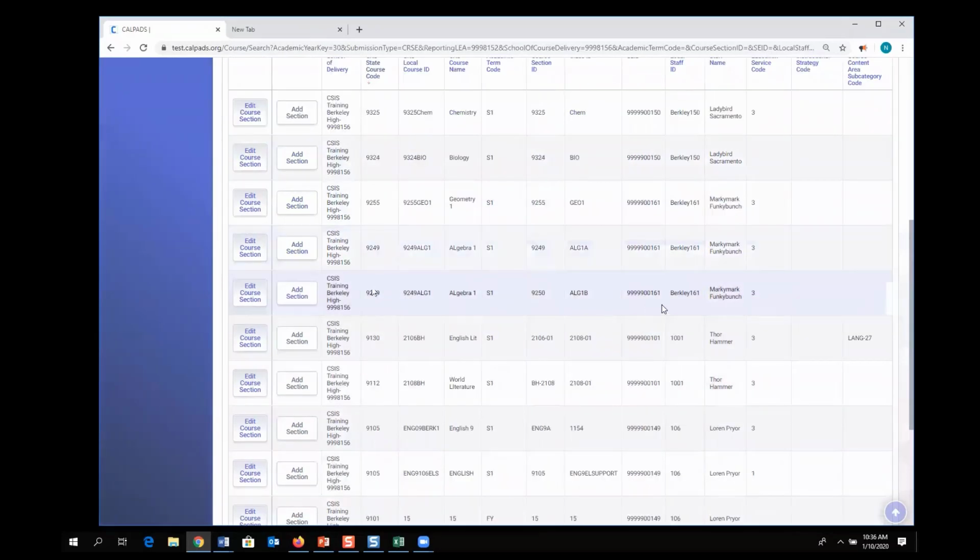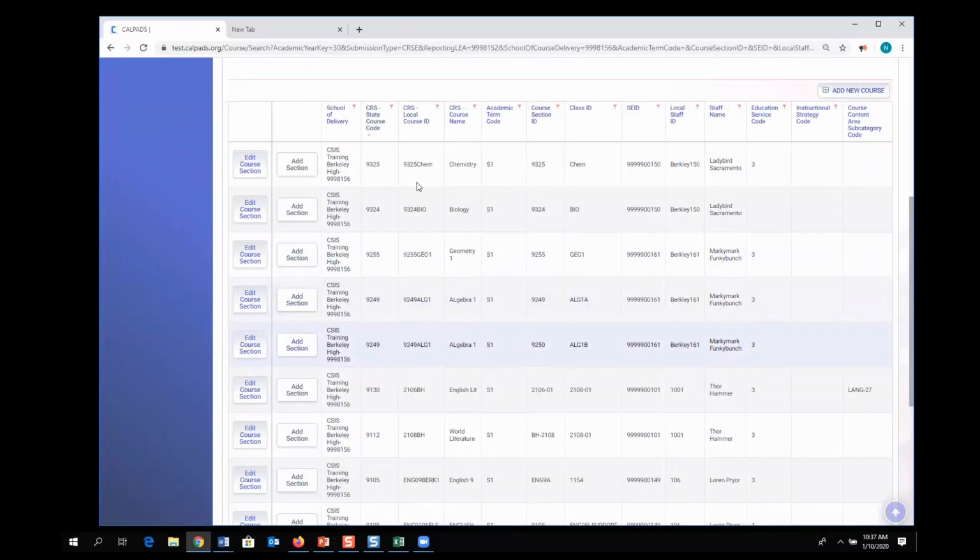So if we focus in on teacher Marky Mark Funky Bunch, we can see that there are two Algebra 1 courses here. They have the same local course ID. That means these two classes are tied together. They have individual sections. So that means this algebra course and this algebra course have the same content, right? Same local course ID. That means all the fields that start with CRS must correspond with each other. There are others that we demonstrated earlier, but they're unique, right? These different sections would indicate possibly different periods or different times in which the course is delivered.